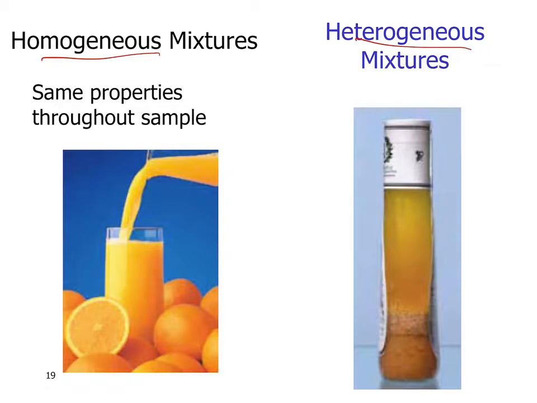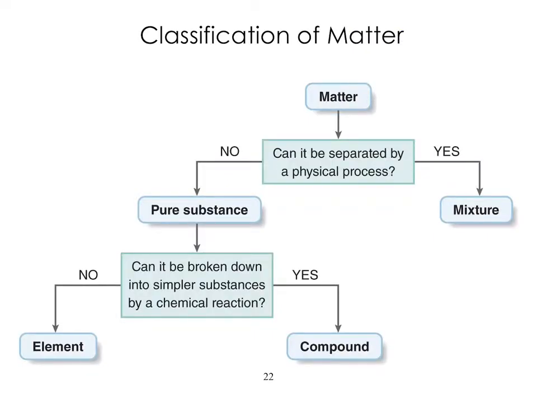Then you can have a heterogeneous mixture in which you can actually visibly see two different layers. Salad dressing is a great example of that. It's not uniform throughout, and you can clearly see that there is oil and water in there, or oil and vinegar. And then lastly, let's look at our schematic here again.